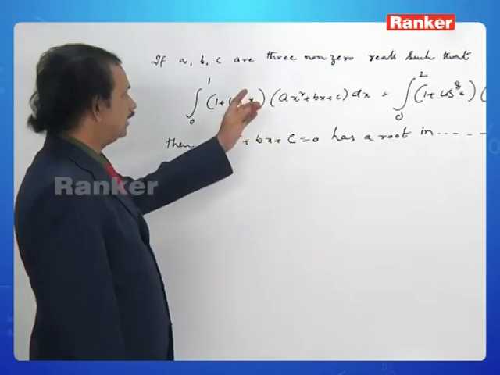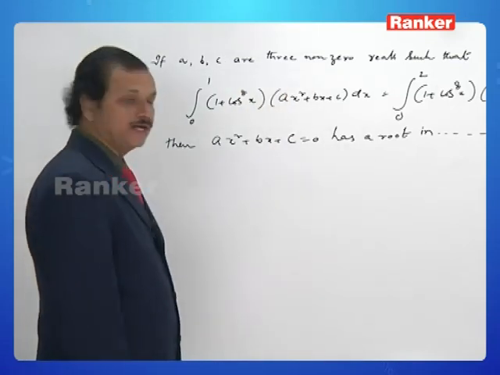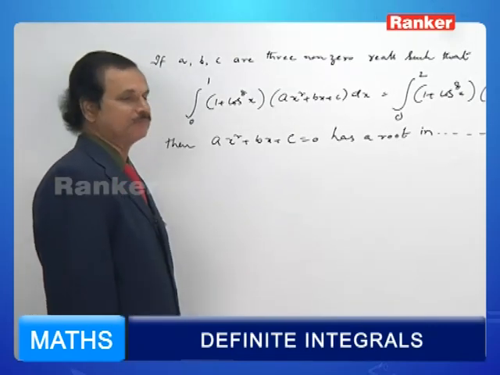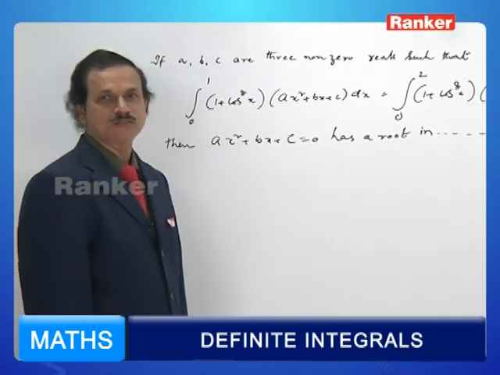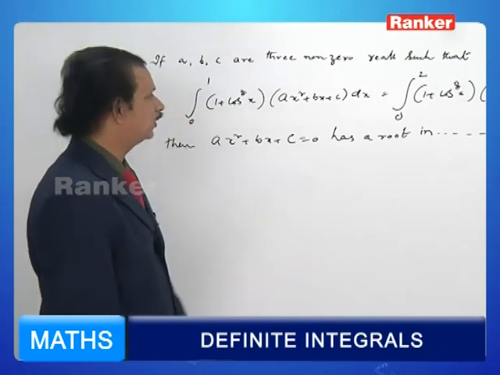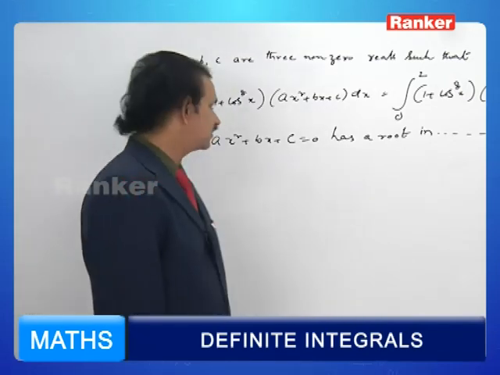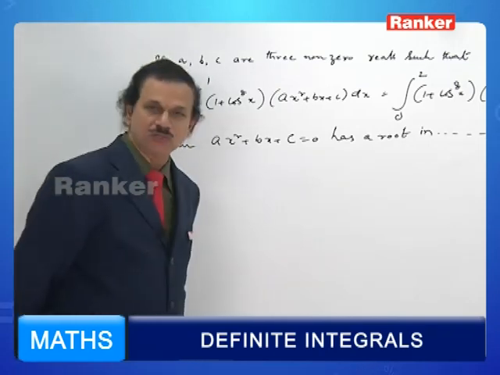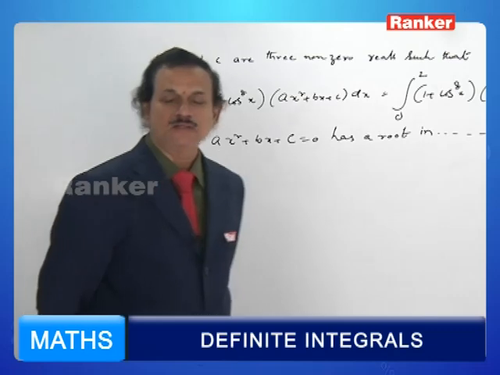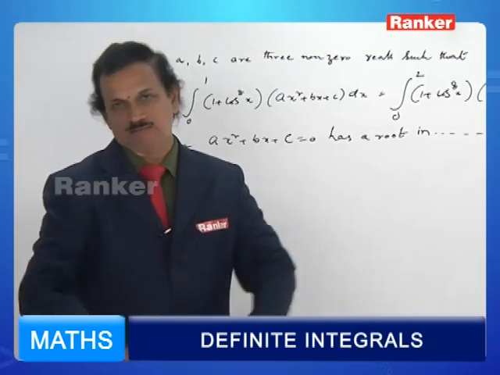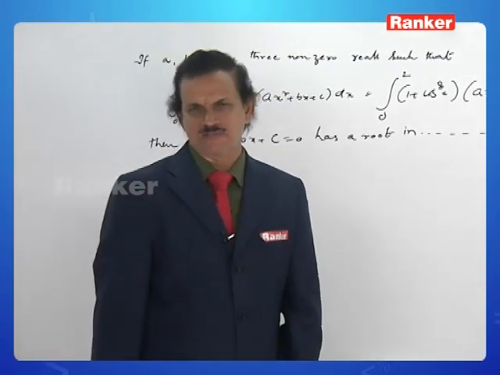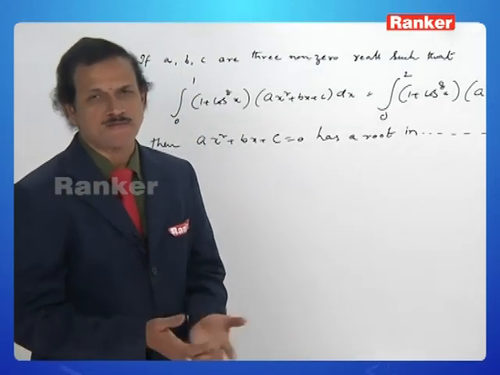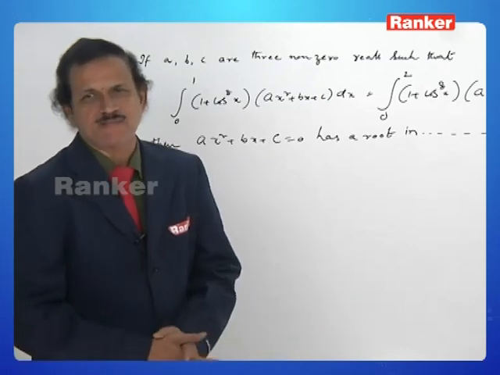A, B, C are three non-zero reals such that integral 0 to 1 of (1 plus cos power 8x) into (ax square plus bx plus c) dx is equal to integral 0 to 2 of (1 plus cos power 8x) into (ax square plus bx plus c) dx. Then ax square plus bx plus c is equal to 0 has a root in what interval? He has given certain options: open interval 0 to 1, open interval 0 to 2, open interval 1 to 2, none. Like that, he has given the options.